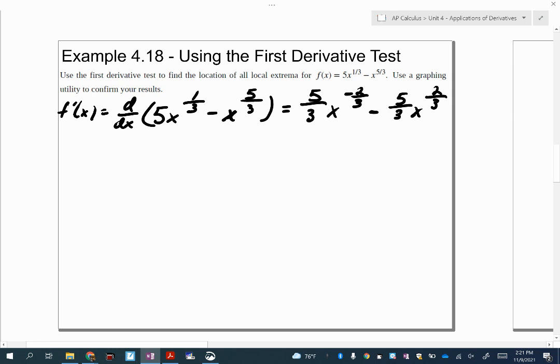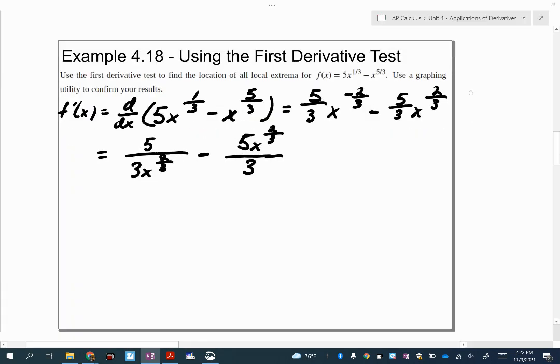Okay, I'm going to take the time to clean this algebra up. So I'm going to write this as 5 over 3 times x to the 2/3 power minus 5 over 3 times x to the 2/3 power. I need to get a common denominator, so I'm going to multiply the fraction on the right-hand side, which needs x to the 2/3. So I'll show my work here. Multiply the top and bottom times x to the 2/3 power. Make sure you know that that's in the exponent.